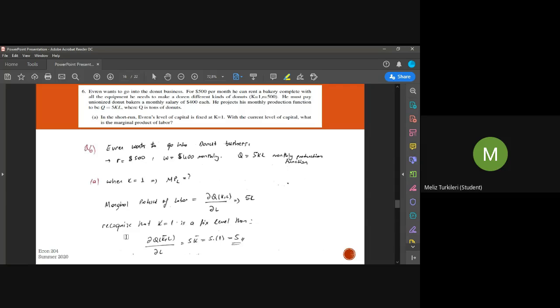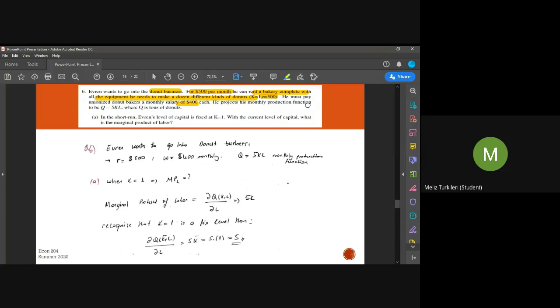Let's go with the sixth question. Okay, this one, I know that the professor also solved this one, but let's do this one more time. Everyone wants to go into the donuts business, and for $500 per month, he can rent a bakery complete with all the equipment he needs to make a dozen different kinds of donuts. Assume that capital should be equal to 1, where rent equals $500. He must pay unionized donut bakers a monthly salary, which is equal to $400.